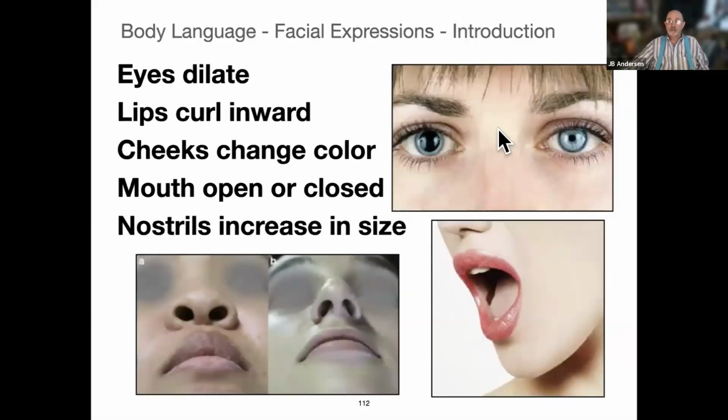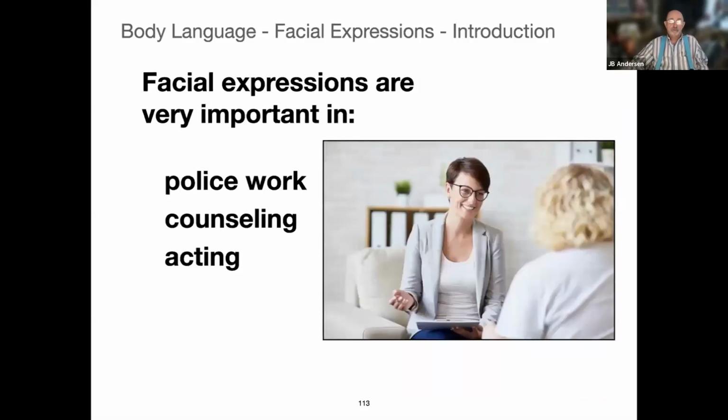Eyes can dilate. See the upper right image here? This eye, the pupil is wide open. This one is very much closed. We'll talk more about that in a few minutes. Lips can curl inward, such as we see here. Mouth can be open or closed. Nostrils increase in size. This is a normal nostril configuration, but sometimes they flare, such as here. They open up, and that means something, and now we'll talk about each of these items.